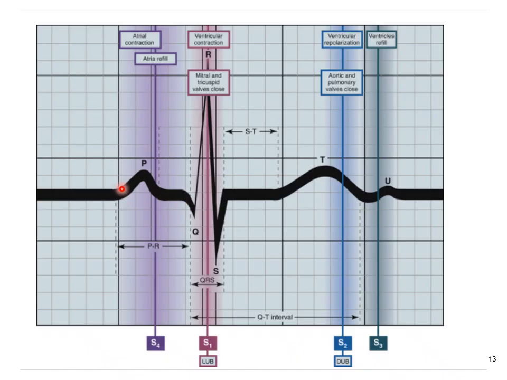The P wave is the contraction of the atrium. So remember the atrium, the right and left atrium of the heart, right? We have an atrium, we have a ventricle. So please go back to that knowledge, okay? So the P wave is the contraction of the atrium. Now the QRS is the ventricular contraction.